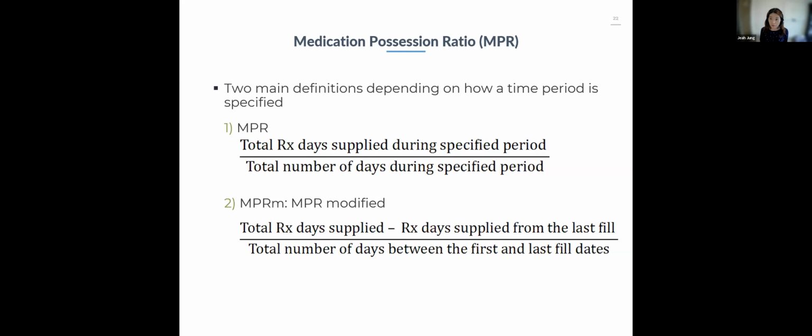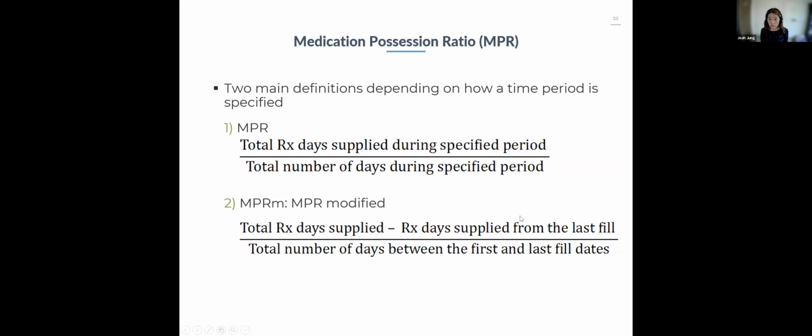So if you define your denominator, or time period, this way, then in the numerator you sum up all this days supplied, and then you subtract the prescription days supplied from the last fill date, because we don't want to count it; in our denominator, these days are not included, right?